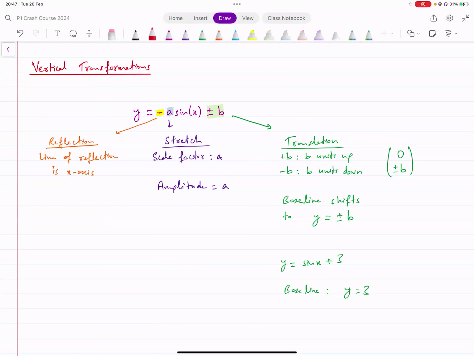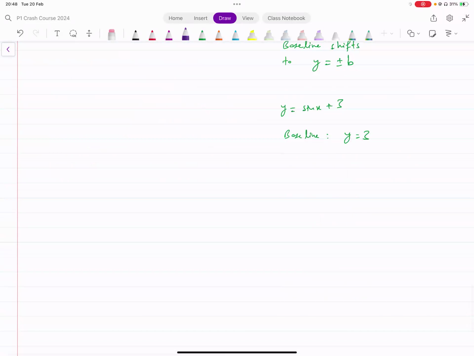Whenever you have vertical transformations, remember, some operation will be applied outside the function. So this is sine x. Anything that happens is going to be outside the function. Outside the function, you'll either be multiplying by a negative sign, multiplying by a number, or adding or subtracting something outside the function. Now this is going to be handy later on as well when we do functions. So let me just write it down.